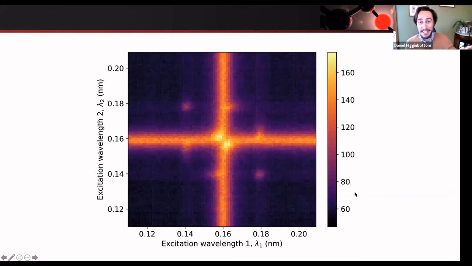And I've got this figure here, which is just showing that after we recently upgraded from APDs to SNSPDs, we're getting a factor of five higher collection efficiencies, and we're able to take some really higher SNR measurements.